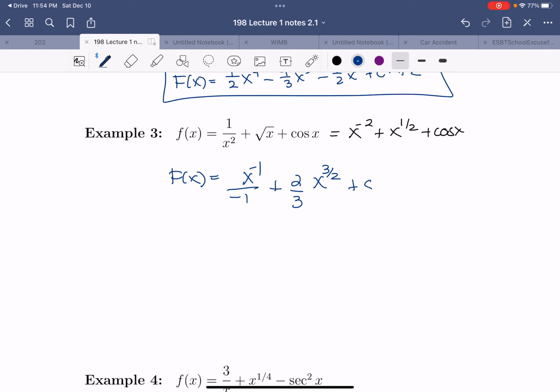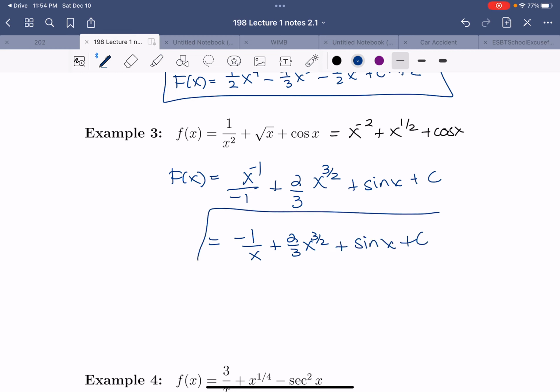The antiderivative of cosine x is sine x plus a constant. And before I call that my formal answer, let's get rid of the negative exponent. So this is negative 1 over x plus 2/3 x to the 3/2 plus sine x plus c.